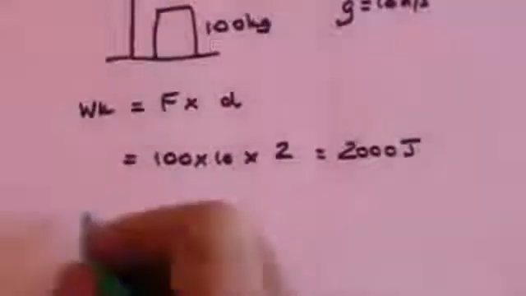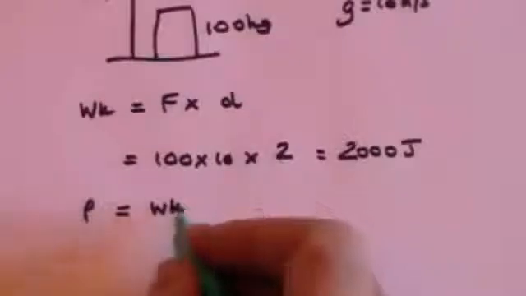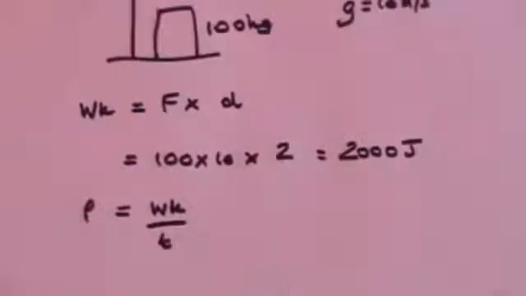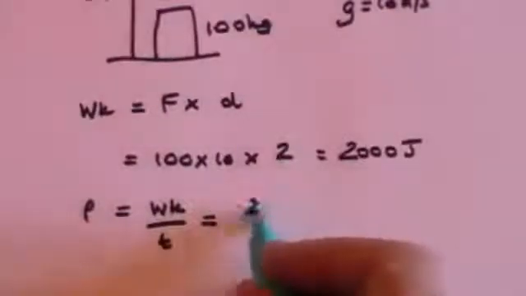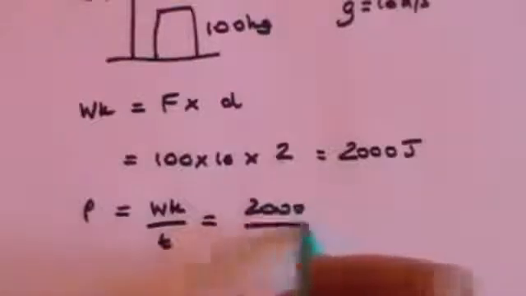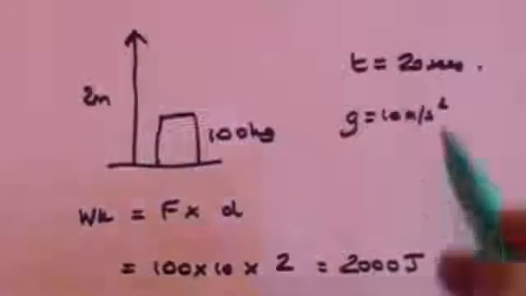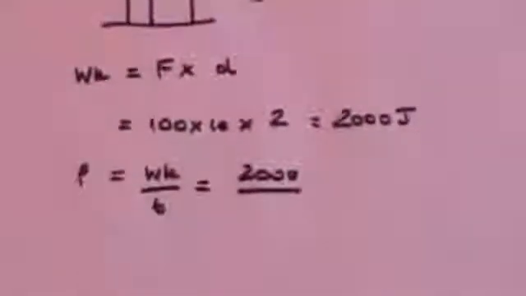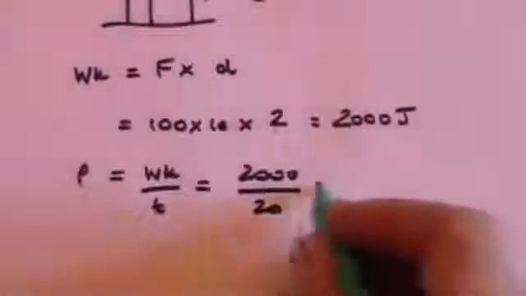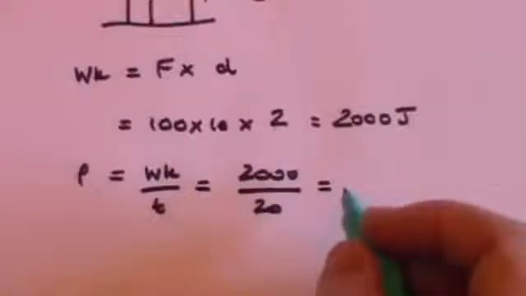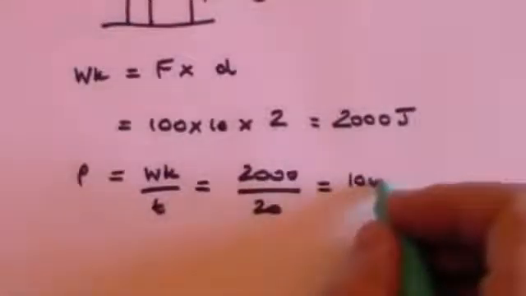What is the power? Power is work over time, or energy over time, and that's going to be 2,000 joules divided by the time it takes, and I think we said that the time was 20 seconds, so that's 2,000 divided by 20, and that's going to be 100 watts.